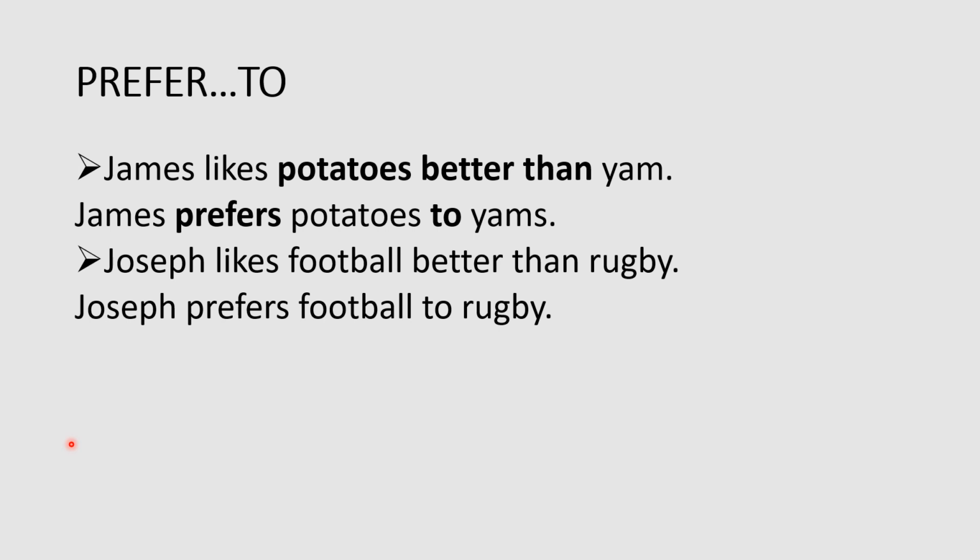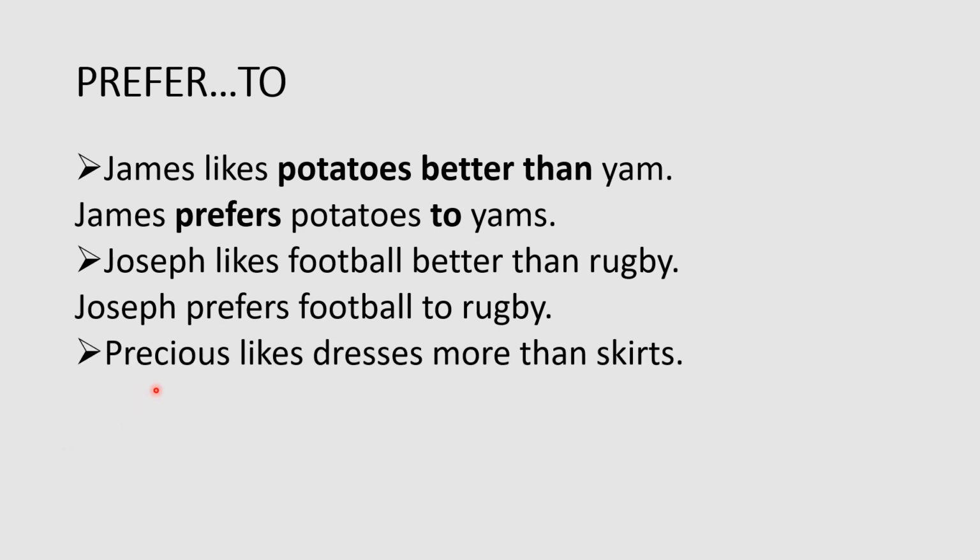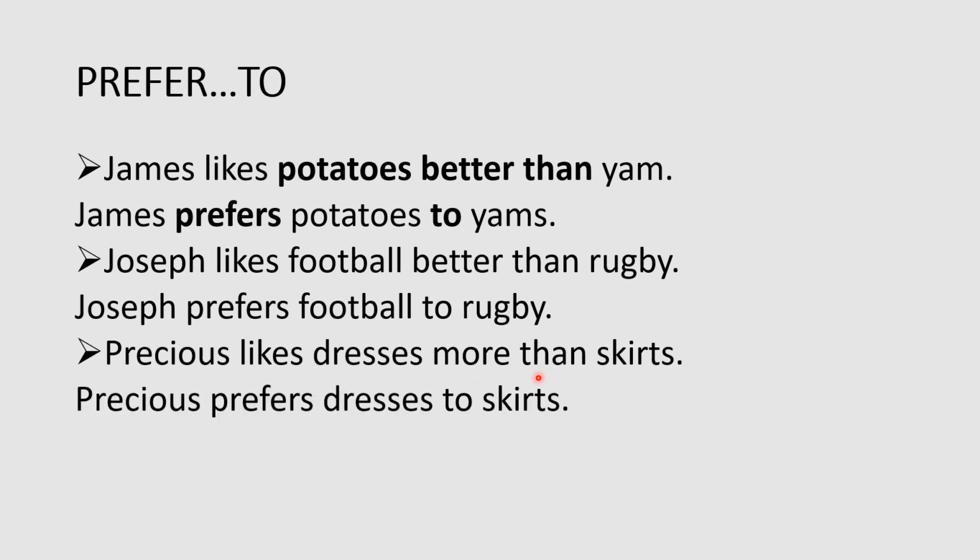Let's take a look at another example. Precious likes dresses more than skirts. So likes will become prefers, more than will become to. Here we had better than, and here we have more than. The meaning is the same. So it will be: Precious prefers dresses to skirts. Likes becomes prefers, more than becomes to.